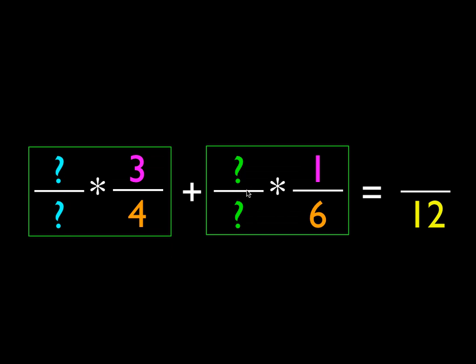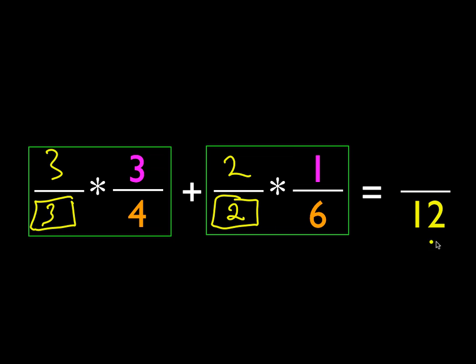So let's go ahead and do this one. The first thing we look at is here and here. What do we multiply by 4 to get to 12? That would be a 3. What do we multiply by 6 to get to 12? That would be a 2. And then we have to put the same thing at the top. 2 goes up there, and 3 goes up there. Okay? So we have figured this out first, and then that.